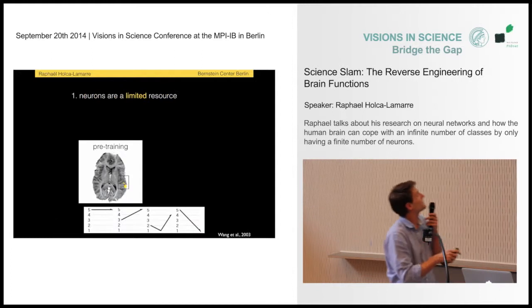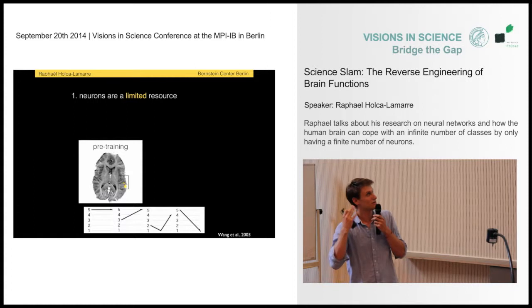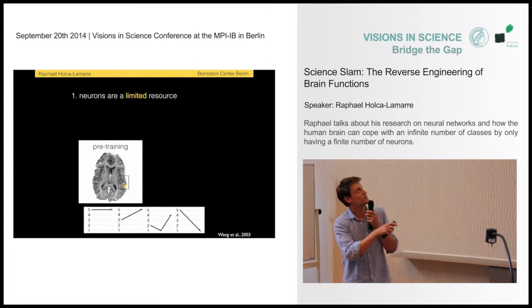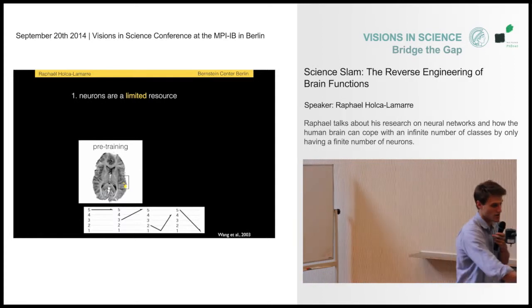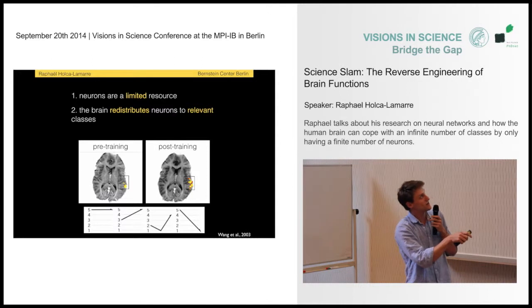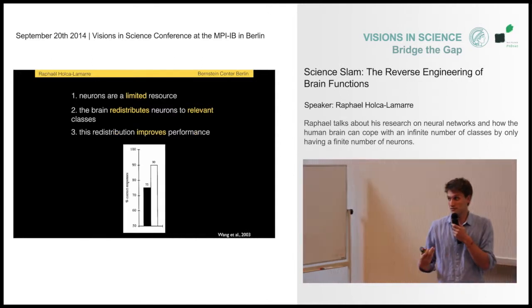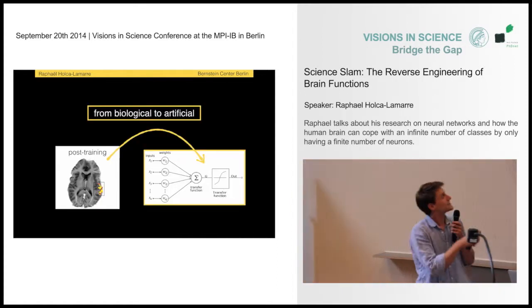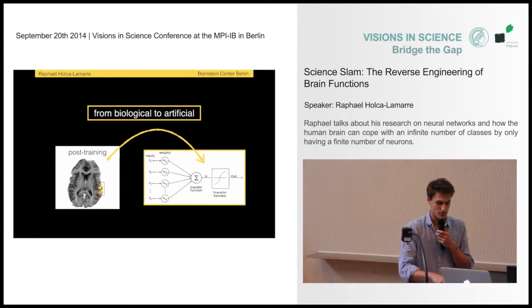And so what you should get from this is the following. First, that neurons are a limited resource. And because of this, the brain assigns relatively few neurons to classes that are irrelevant to us. But if these classes become relevant, then the brain can reassign neurons to this class, and this leads to an increase in performance. So now the next step was to include this process into an artificial neural network.